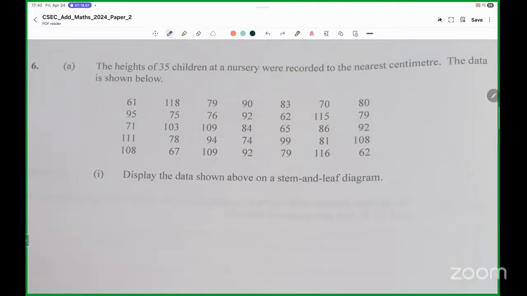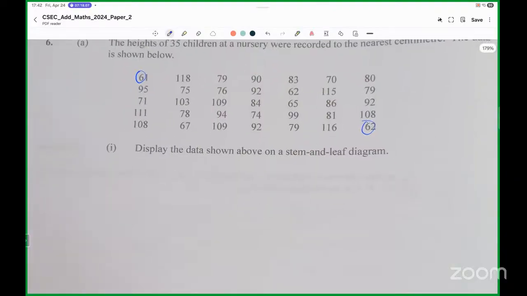If you look at the stem values, you're looking for the tens values. That might be a 6. It looks like I see 61, and I have 62 down here. There are no values in the 50s. So the lowest value on the stem side is 6. So you do it like this. You draw a straight line. Over here you have the stem side, and you have the leaf side.